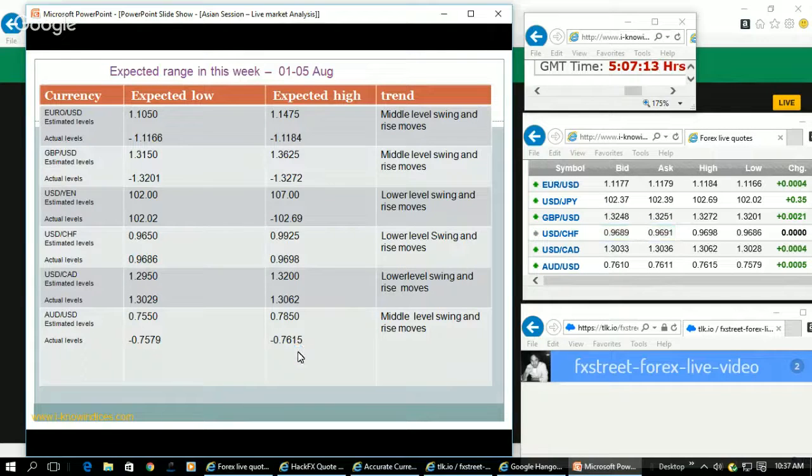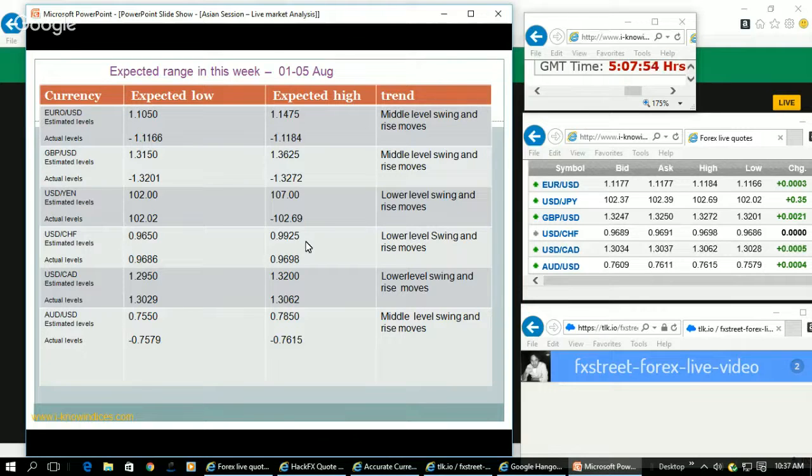Now coming to the levels in which the currencies are expected to swing in this particular week. Euro could come down to that 1.1050 and rise to 1.1475 area during this week. If the volume is good, then a substantial rise is expected during this particular week. Then GBP could briefly come down to 1.3150 and then go to 1.36 area. Similarly, in the case of USD, from 102 to 107, they are expected to jump. Then in the case of Swiss franc, from 0.9650, they are expected to go to 0.99 level.